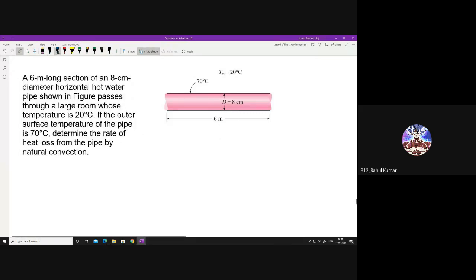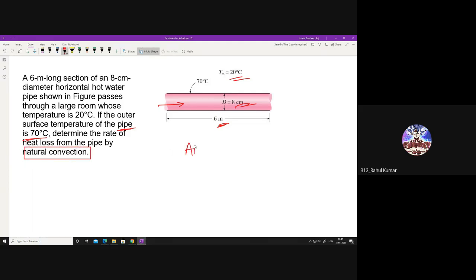So what you have here is a 6 meter long, 8 centimeter diameter horizontal hot water pipe as shown in the figure. Hot water is flowing through this one, and this particular tube is in a large room whose temperature is 20 degrees centigrade. The surface temperature of the pipe is 70 degrees. If that is the case, he's asking you to find what is the Q. The question has clearly given that it is a natural convection problem.